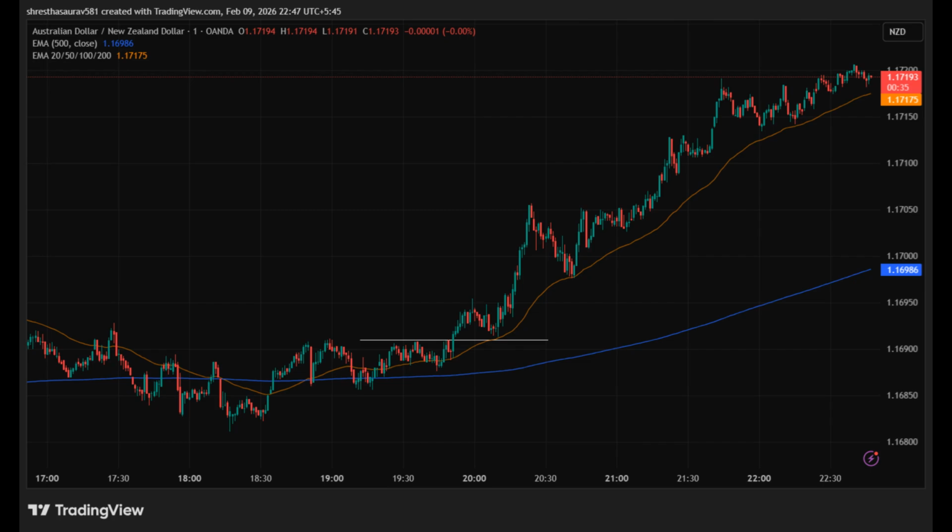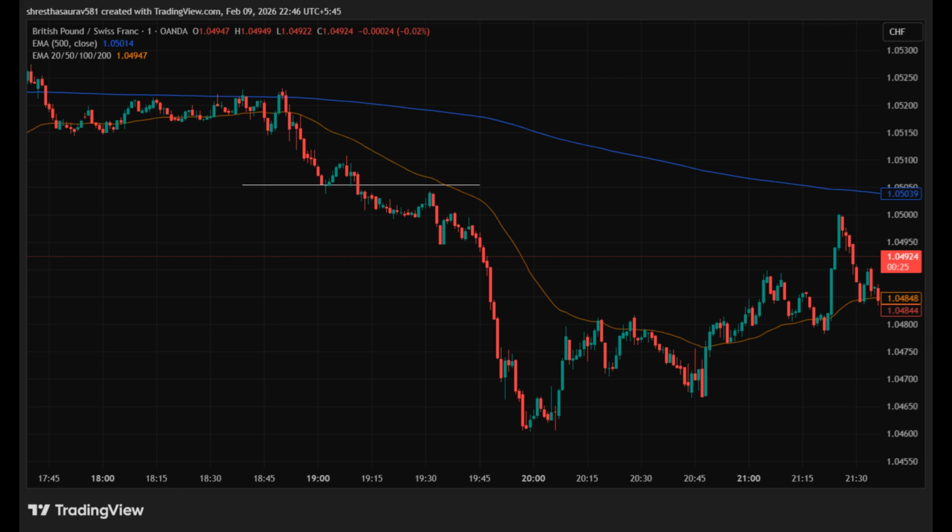In the chart for the Australian dollar against the New Zealand dollar, we observe a steady upward trajectory. The EMAs provide clear reference points for the trend. Turning to the British pound versus the Swiss franc, a bearish move is evident. Price has broken below the key EMAs, showing a strong reversal.